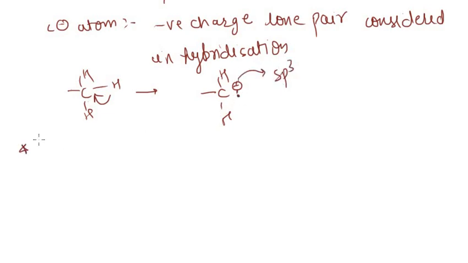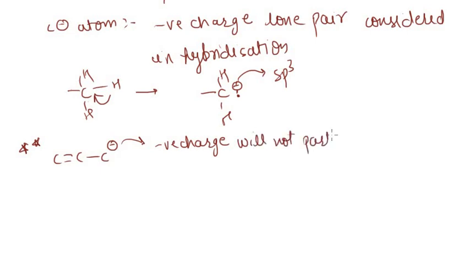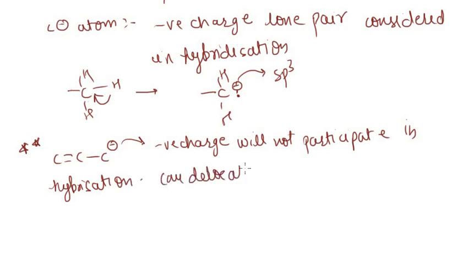But remember, if it is like C double bond C, C negative, then this negative charge will not participate in hybridization. Why will it not participate in hybridization? Because it can delocalize.